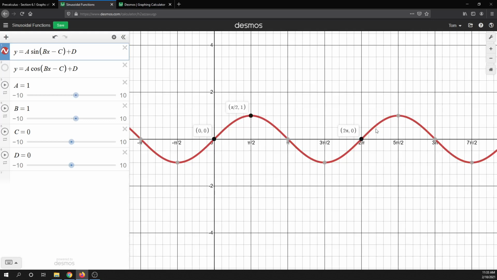Likewise, if I look at the distance between any 2 peaks, here, if I do 5 pi over 2 minus pi over 2, the distance between these 2 peaks is going to be 2 pi. Or the distance between 2 valleys, if I look at their x-coordinates, I have 7 pi over 2 minus 3 pi over 2. If I subtract 3 pi over 2 from 7 pi over 2, I get 4 pi over 2, which is 2 pi. So the distance between successive valleys, or minimum values, or successive peaks, or maximum values, is going to be 2 pi for the regular sine function.